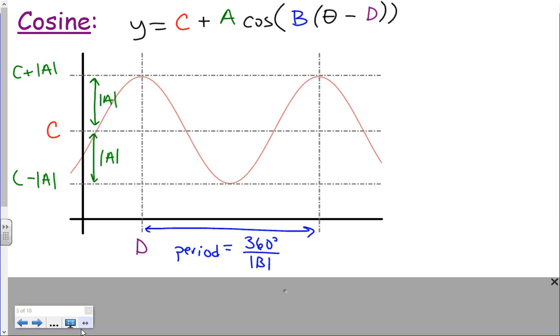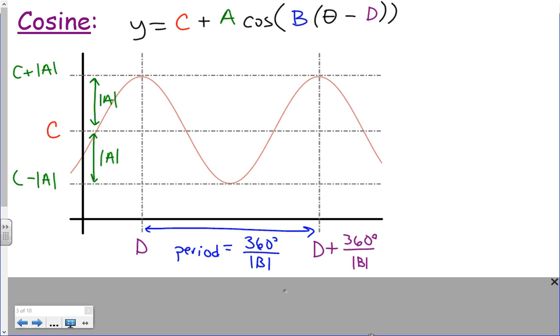In some problems, you might know both of the high points. So if that's the case, then just realize that I've got d here on the left, and then this would be d plus my period, or that's d plus the 360 over the absolute value of b, is another way of thinking of that. If you want to think of those 2 points in terms of b and d, what are they equal to? That would be the way we'd represent those.